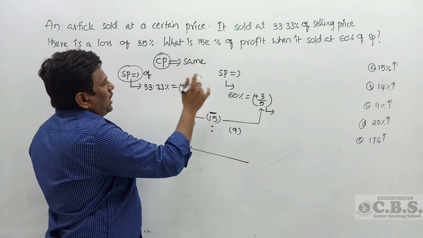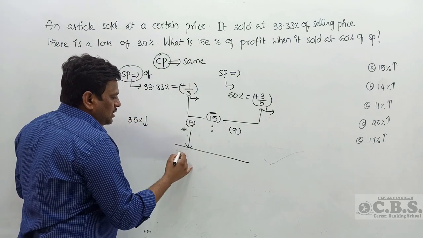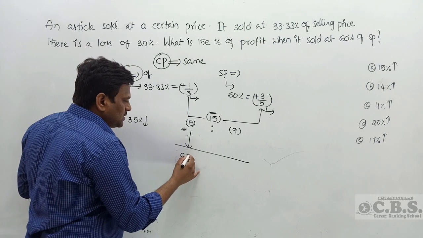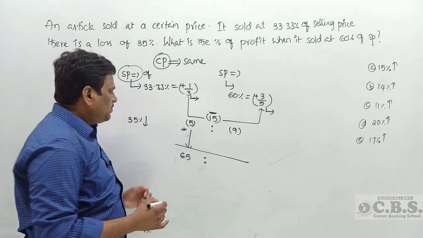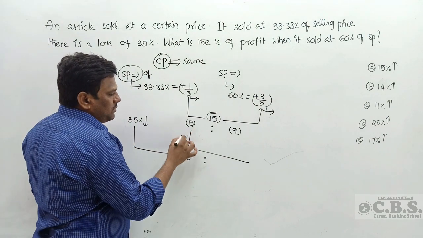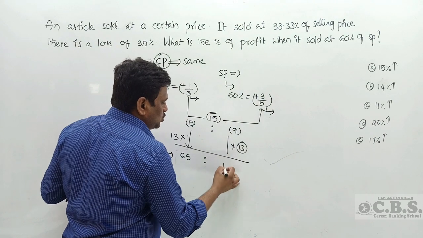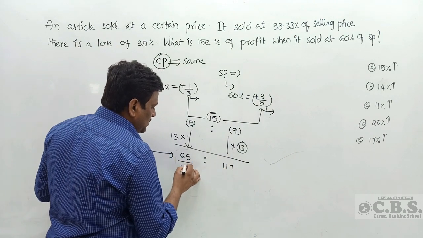Now here it is sold at a loss of 35%. Loss of how much percent? 35%. Nothing but what? It would be 65. Okay, it would be how much? 65. 35% loss means what? 65. So 65, how many times to get it? 13 times. So there also it is 13 times. 13 nines are how much? 117.